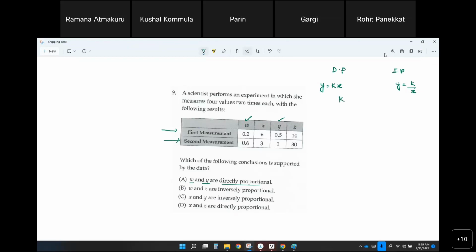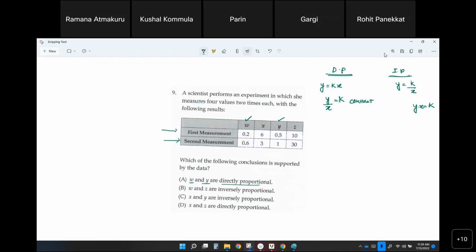What do you mean by k? k is a constant, which means if you solve it in the direct proportion, the ratio of the two values is always constant. Whereas here, if you solve for k, isn't it y times x? Here, the product is constant. In the inverse proportion, the product of the two quantities is constant. In the direct proportion, the ratio is the constant.